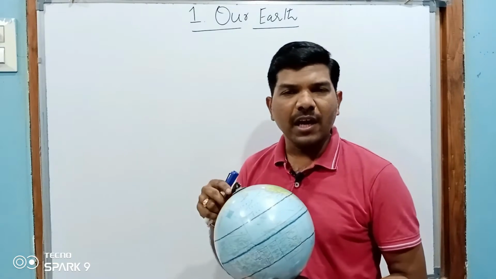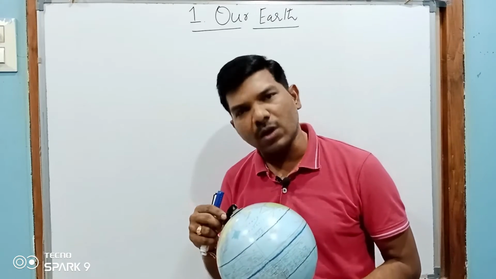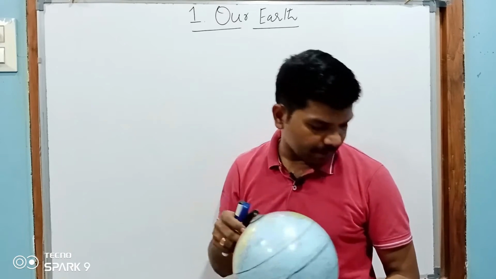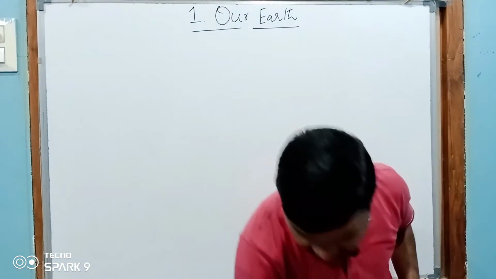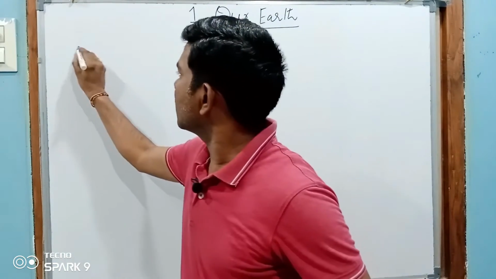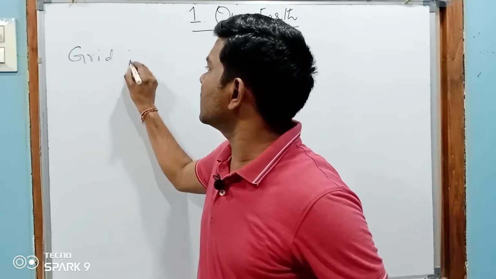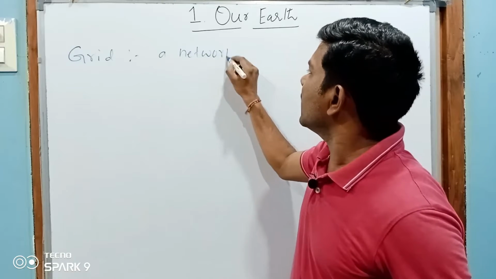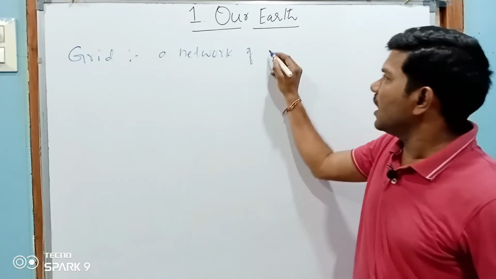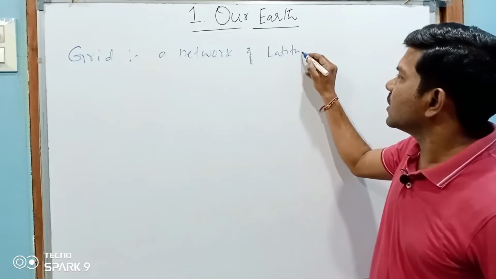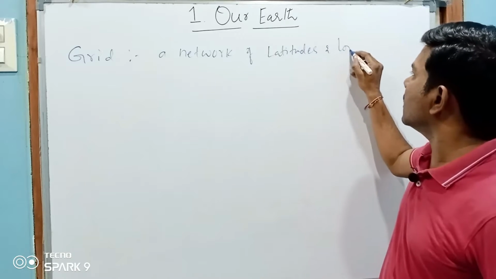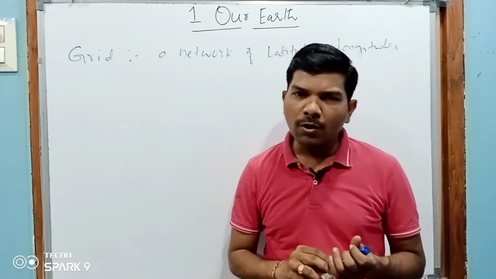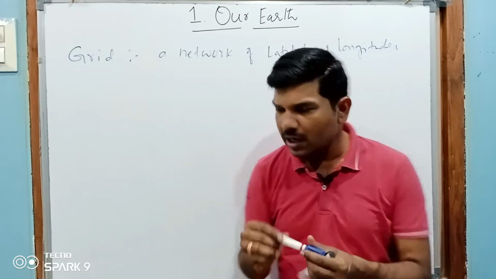These horizontal lines and vertical lines make a network. This network is called a grid. So I am writing here: grid. What is grid? Grid means a network of latitudes and longitudes, or we can also write it as a network of horizontal lines and vertical lines.